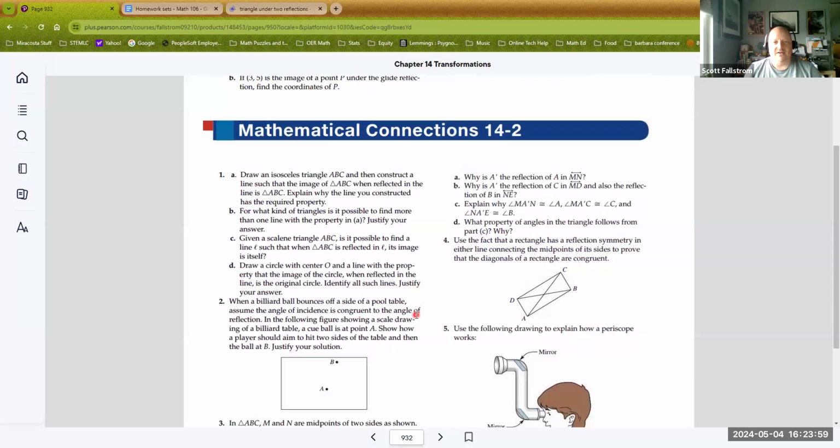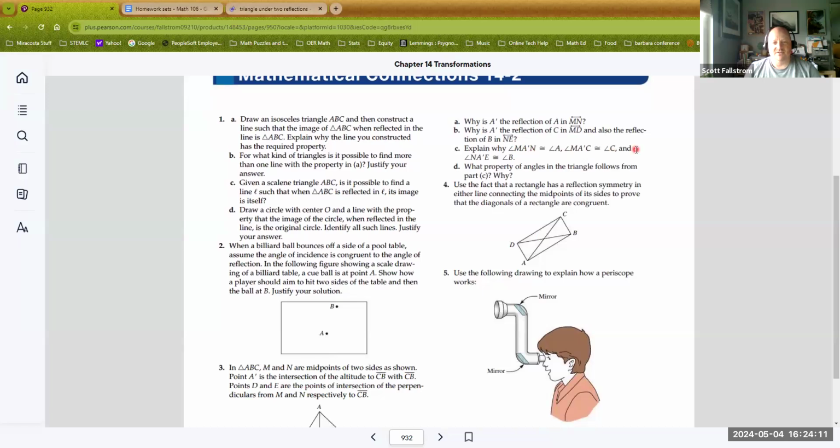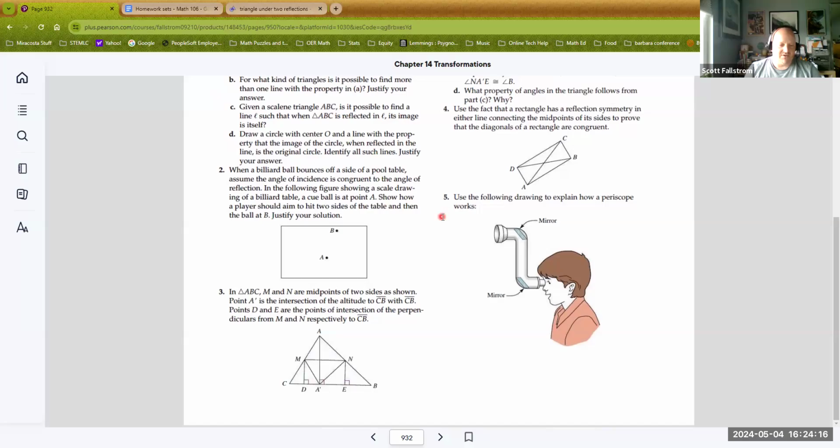Okay. And it says, is A prime the reflection of A in MN? Is A prime the reflection of C in MD? So again, looking at the reflection of these and looking for similar distances. And then explain why these angles are the same. What property of angles in the triangle follows from this part?